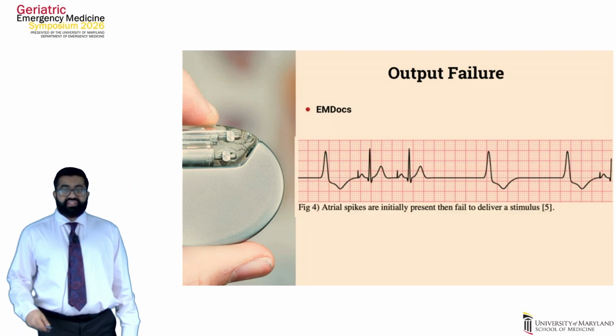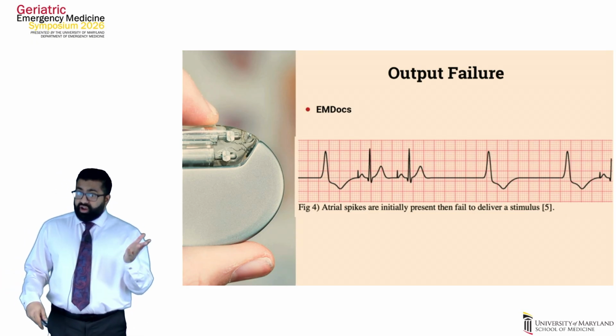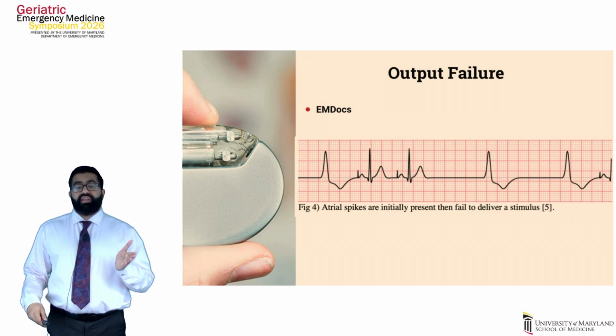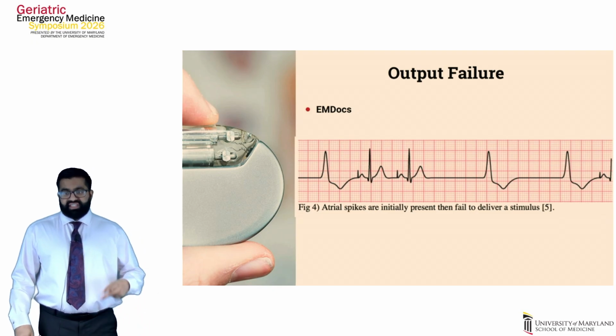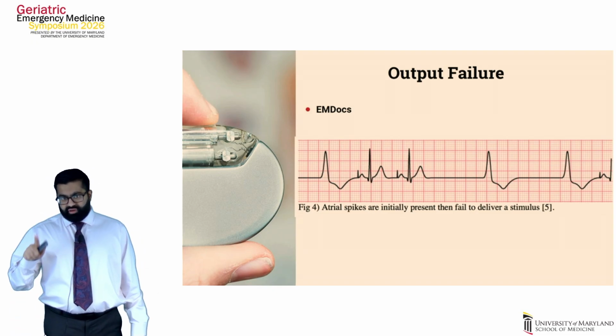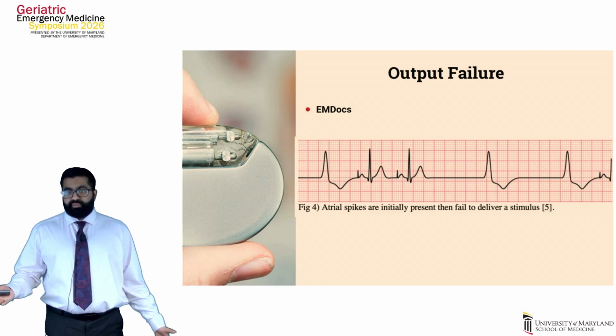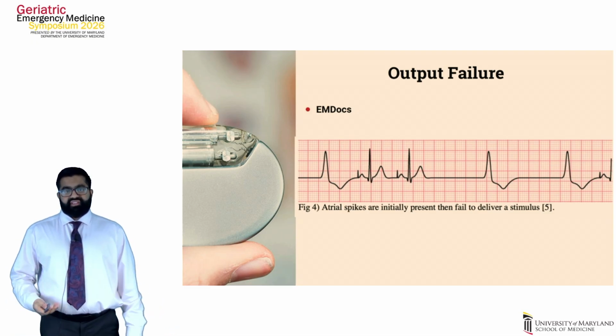Here's another example. This is an atrial paced rhythm. You can see that when it's functioning, there's spikes before the P wave. So we see 2 or actually 3 beats where there's a spike before that P wave, but then there's many beats and pauses where there's output failure.